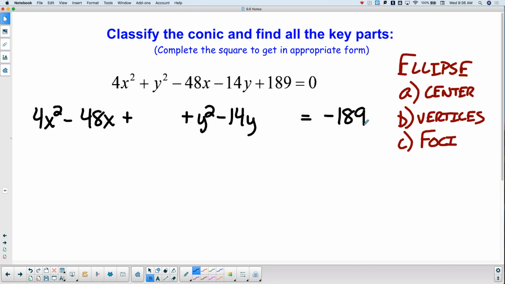Okay? Do I need to do a step number 2 at all on either one of the x's or the y's? Step 2 is factor to get the coefficient equal to 1. Shukriya? On the x's I do. Yep, so I've got to factor out a 4 here.